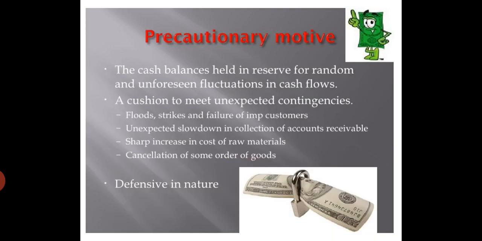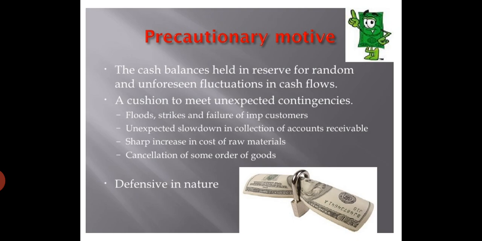Then the precautionary motive. The cash balance is held in reserve for random and unforeseen fluctuations in cash flows. So we hold cash in the business to meet future contingencies. We do not know what will happen in the future. So we keep some amount as a reserve for meeting future contingencies. That is known as the precautionary motive.